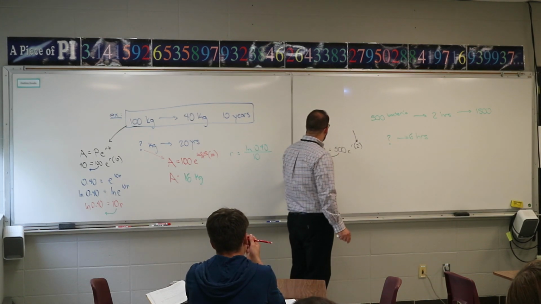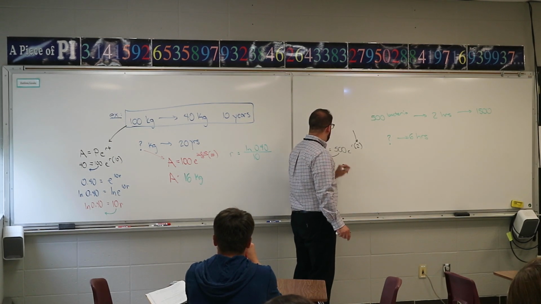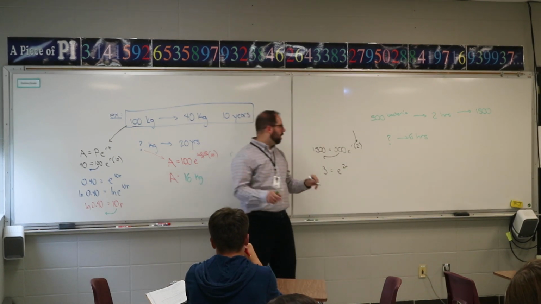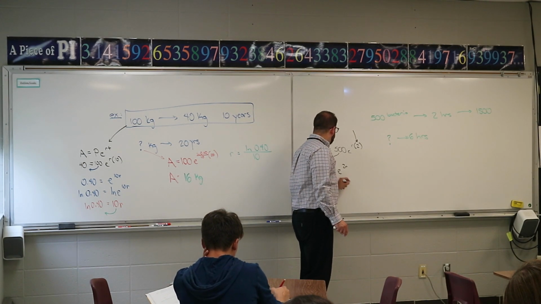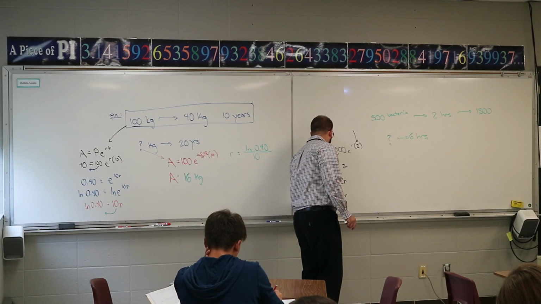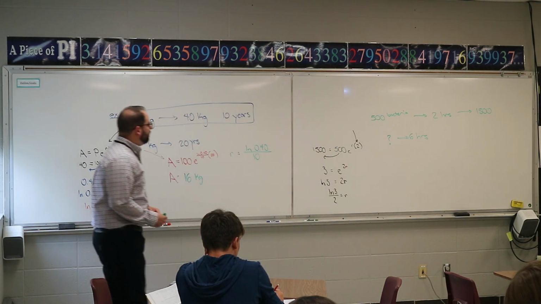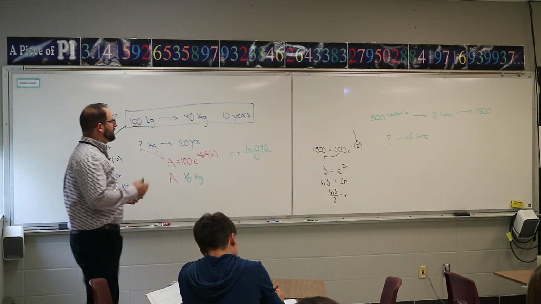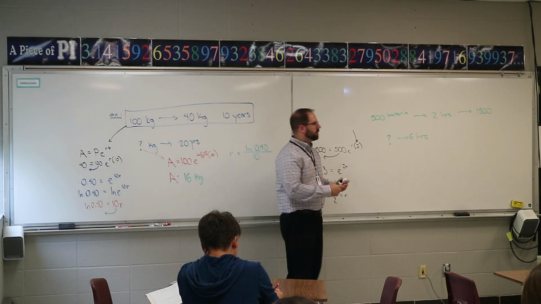So dividing this over, I get 3 equals e to the 2r. I'm going to take the natural log of both sides. Taking the natural log of this side, the e will drop out, and then I can divide by 2. So my growth rate is the natural log of 3 divided by 2. That will be a positive number on a calculator.